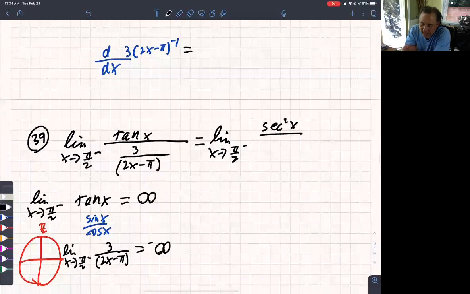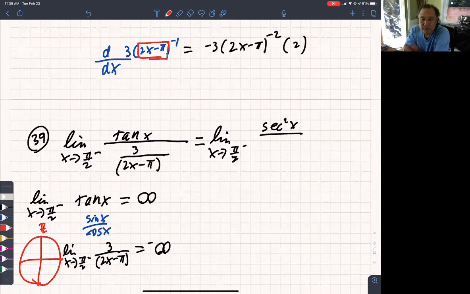So the derivative of that, you bring the negative 1 in front, decrease the power by 1, times the derivative of the box, because this is the box to the negative 1 power. It's chain rule, so we have to multiply by that. So this gets us negative 6 over 2x minus pi squared. So let me put that in here.